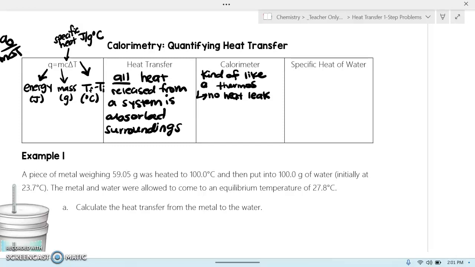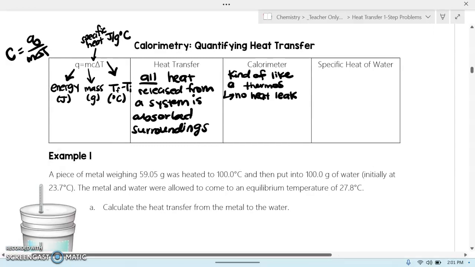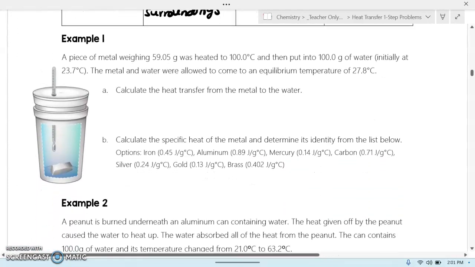So when we use a calorimeter, just like I said before, all the heat released from the system is absorbed by the surroundings. If you want to replace surroundings with water, that's what our calorimeter would be. And then we put a sample in. So if you look at example 1, this is an example of a really basic calorimeter that you could make. Actually, both of these pictures in example 1 and example 2 are simple calorimeters. They are not perfect, but they do the job.